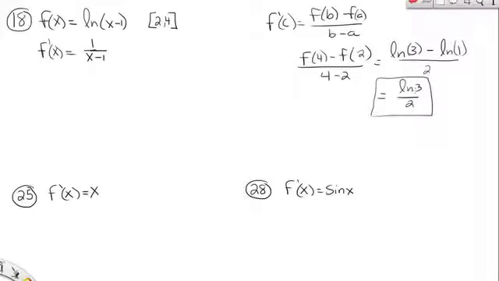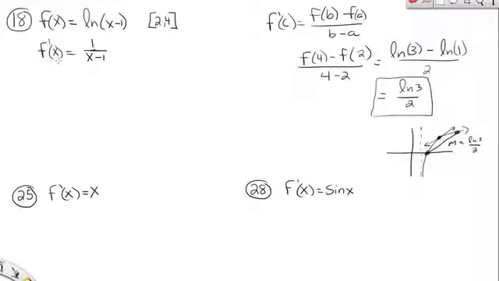So this is the average. That would be the slope. Again, if we were to graph natural log of x minus 1, that has an asymptote at positive 1, and the graph looks about like this. So from 2 to 4, we've found that the slope of that line is the natural log of 3 over 2. Now I'm looking for what I approximate to be this point, where the instantaneous rate of change would be the same as the average.